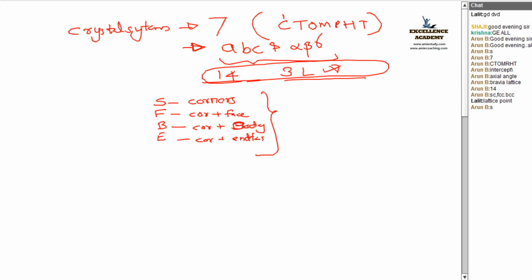For cubic, how many lattices? What is the short code? SBF, isn't it? Simple, body centered, and face centered. For tetragonal, it is S, B. For orthorhombic, all the four are there, isn't it? Yes, S, B, E, F are there.